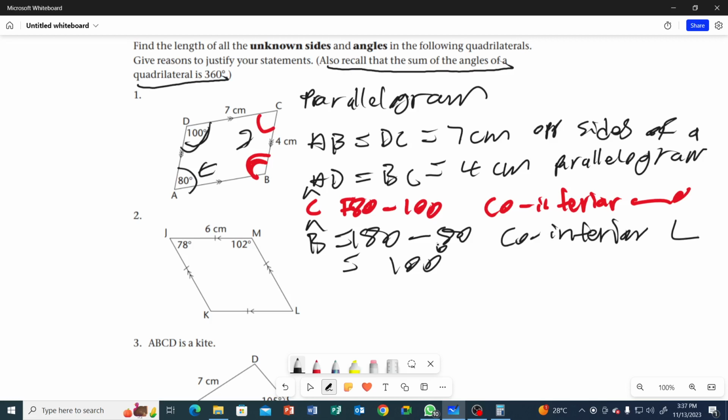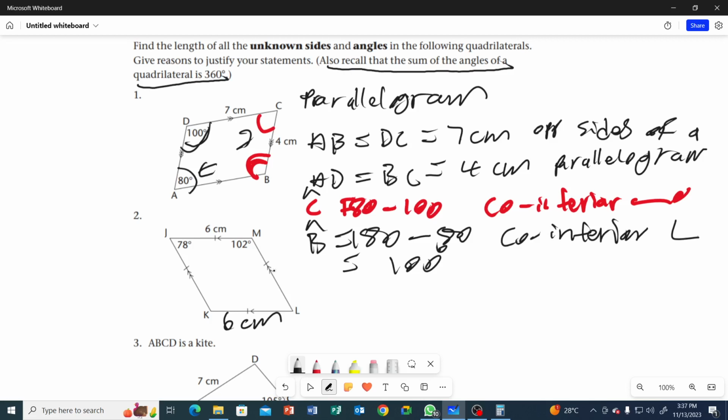Okay, now number 2 will be the same workings as the previous one. You are going to find that KL is 6 centimeters. Your reason is opposite sides of a parallelogram. Okay, what did I say about opposite angles of a parallelogram? I said they are equal. So this will give K 102 degrees and L is 78 degrees.